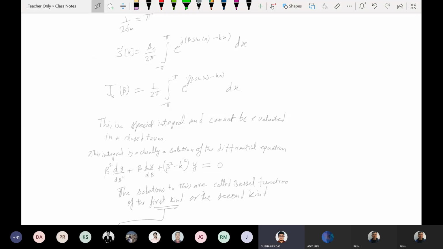Sir, our Jk of beta is a single value, right? Jk of beta is a single value. Jk of beta for each k and beta will have a unique value. Okay.